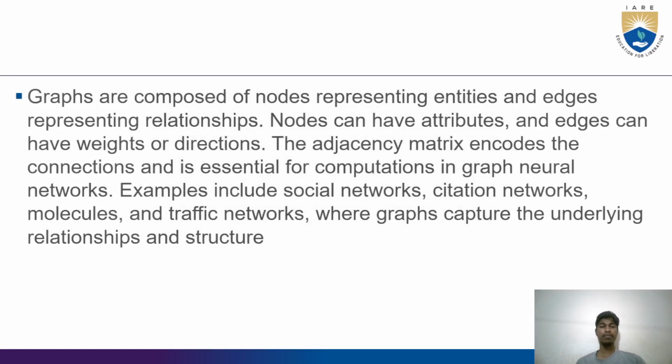Graphs are composed of nodes representing entities and edges representing relationships. Nodes can have attributes and edges can have weights or direction. The adjacency matrix encodes the connections and is essential for computation in graph neural networks. Examples include social networks, citation networks, molecules, and traffic networks, where graphs capture the underlying relationships and structure.